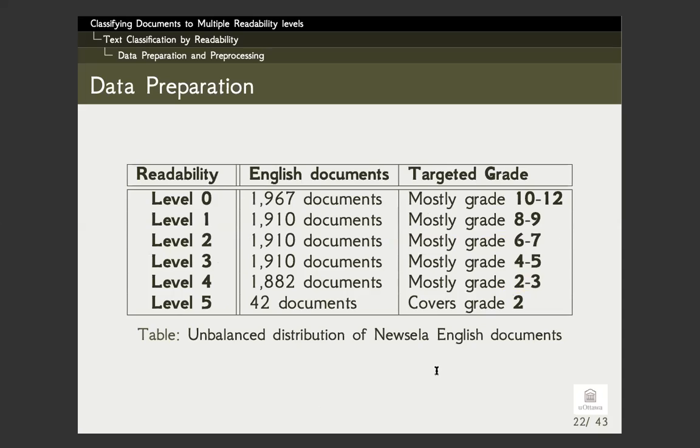That is because if we see the distribution of the documents here from level 0 to level 5, clearly level 5 has an imbalanced distribution. It has only 42 documents in this corpus. Since these 42 documents cover only grade 2, we decided to join them with level 4, since level 4 also covers grade 2 and 3. Since they cover the same grade number, we decided to join them together to solve the imbalanced distribution.